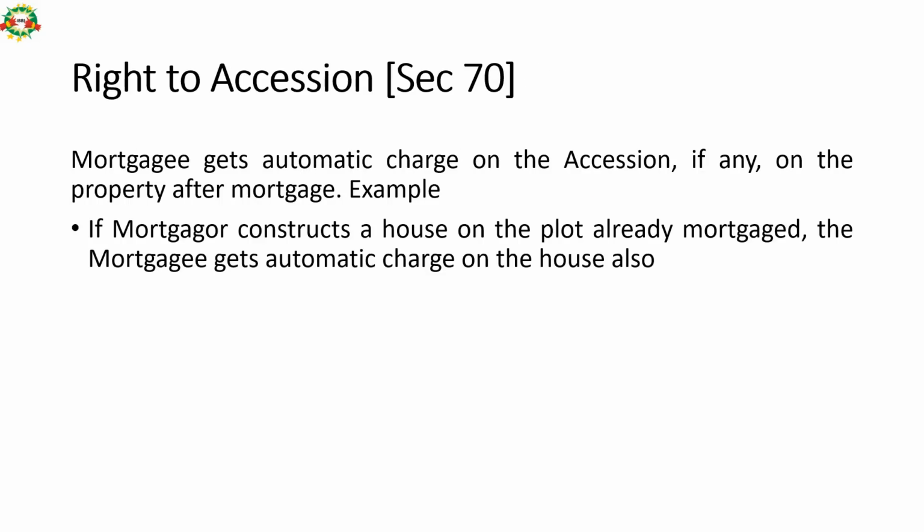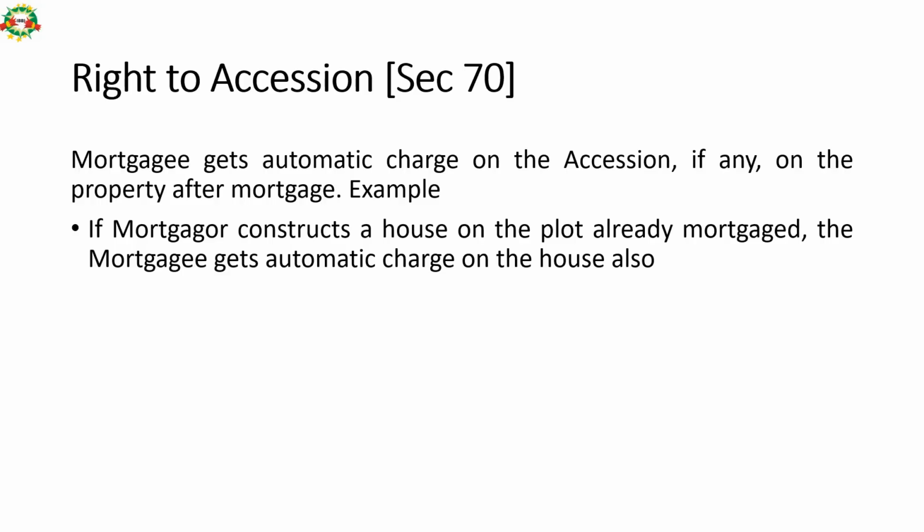Right to accession, section 70 of TP Act. Mortgagee gets automatic charge of the accession, if any, on the property after mortgage. So after creation of mortgage, any accession to the property gets vested automatically with the lender. For example, if mortgagor constructs a house in a plot already mortgaged, the mortgagee gets automatic charge on the house.